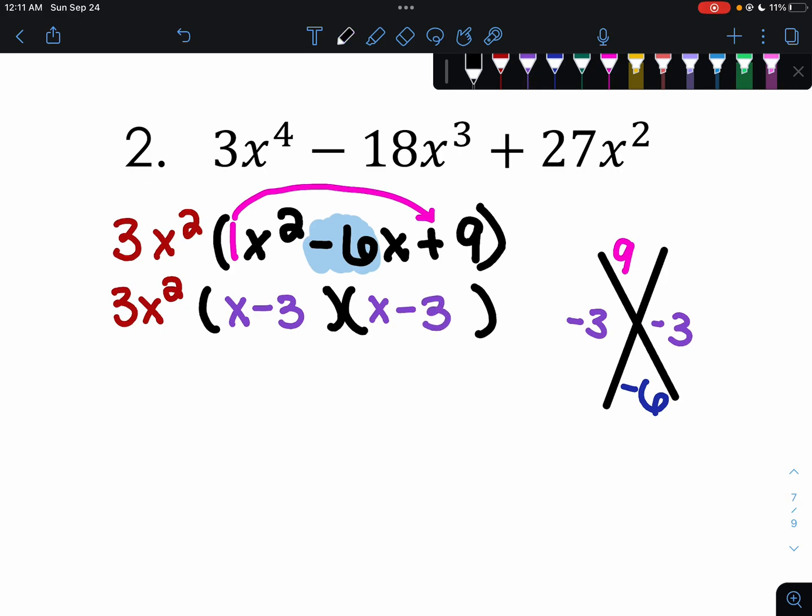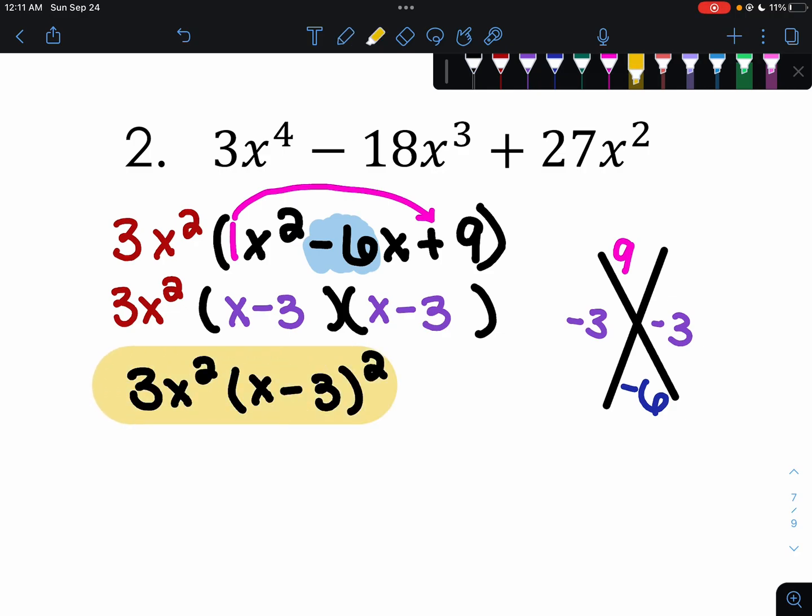Since these are the same terms, what we can do is we can combine them and show it as x minus 3 to the second power. And that would be our final answer.